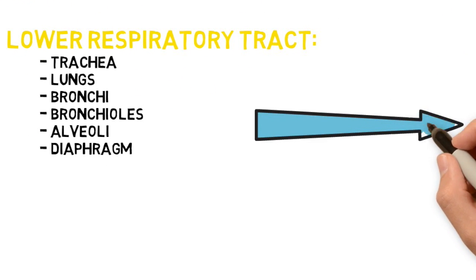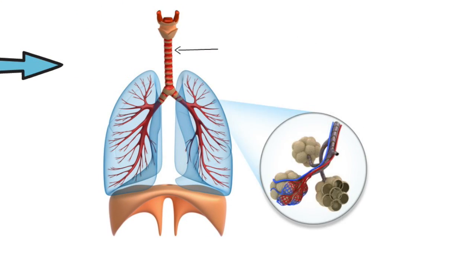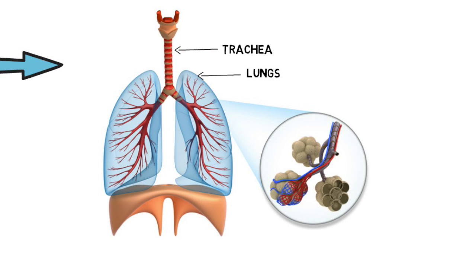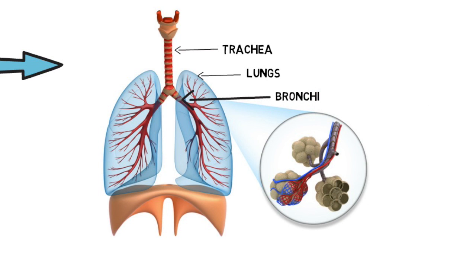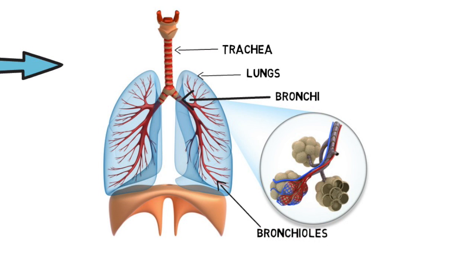Now let's move on to the lower respiratory tract. The trachea is commonly called the windpipe. It is a cartilaginous tube that connects the larynx to the bronchi of the lungs, allowing for the passage of air. The lungs are a pair of spongy, air-filled organs located on either side of the chest. The bronchi are the airways that lead from the trachea into the lungs. The bronchioles are smaller branches of the bronchi.